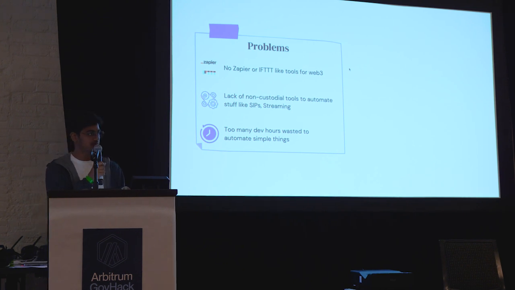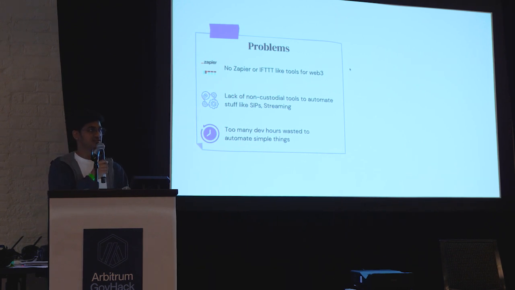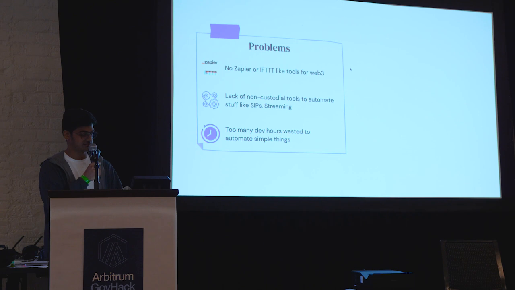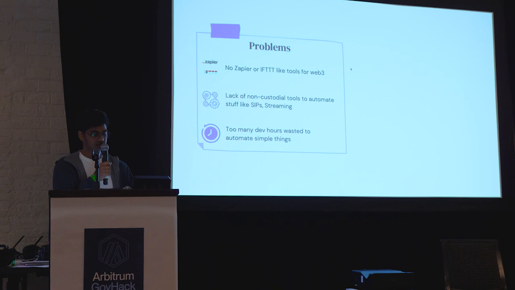So we looked into Web3 for solutions like Zapier or IFTTT and figured there's nothing like that. There's a clear lack of non-custodial solutions that let users automate anything in Web3 and do any simple tasks like SIP, streaming, or whatever they want to do. And if devs want to do this exact same thing, they waste a lot of dev hours trying to create new smart contracts, get them audited, etc.